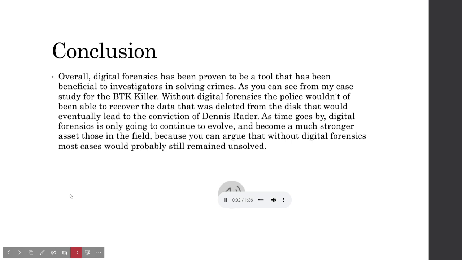For my final slide, I just wanted to conclude on the benefits of digital forensics. As you can see, digital forensics has been proven to be a huge tool for those investigators for solving crimes, and it's made their jobs a lot easier. And you can definitely see that in my case study over the BTK killer, because the BTK killer wasn't able to be figured out for a long time. They weren't able to figure out who was the suspect and link them to those killings.